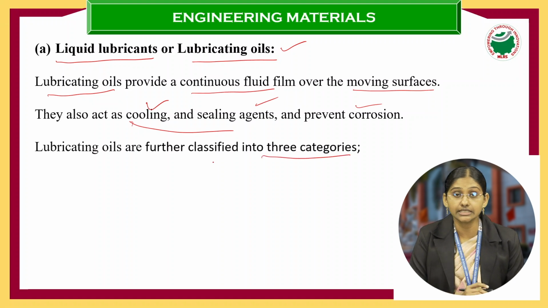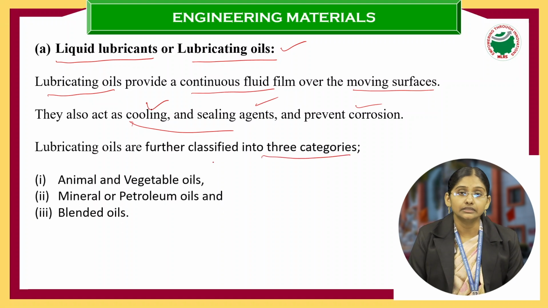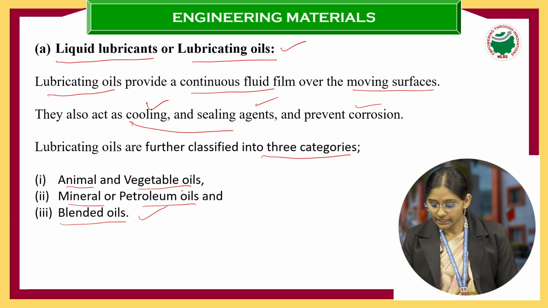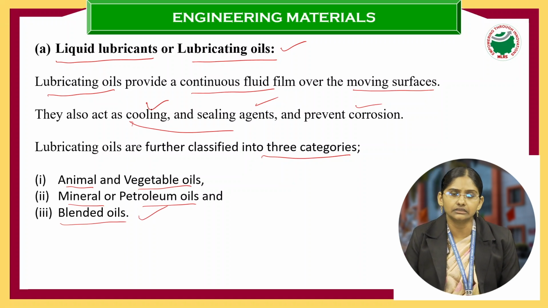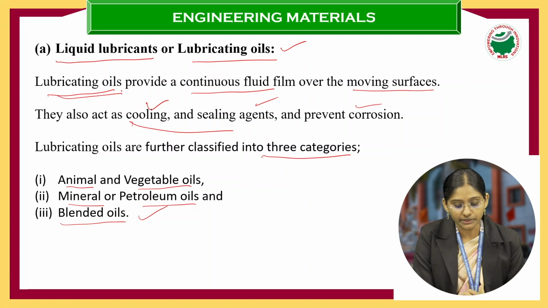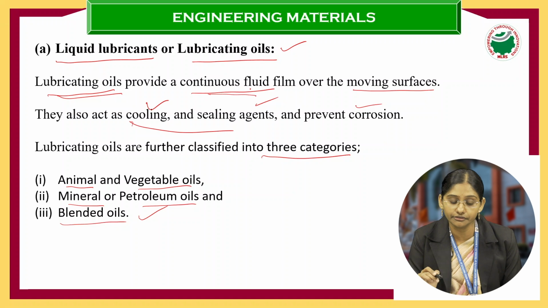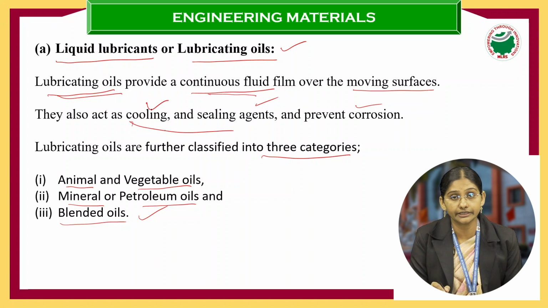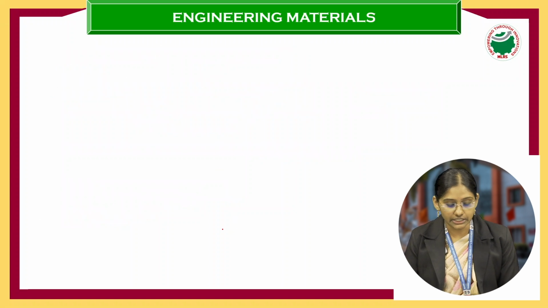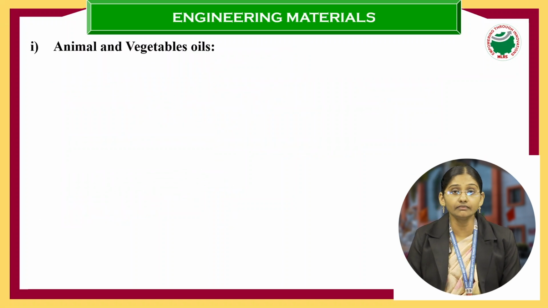These lubricating oils are further classified into three types: animal and vegetable oils, mineral and petroleum oils, and blended oils. So what is meant by a liquid lubricant, students? It forms a continuous fluid film, acts as a cooling and sealing agent, and prevents corrosion. These are of three types, and now we will see all three. The first one is animal and vegetable oil.